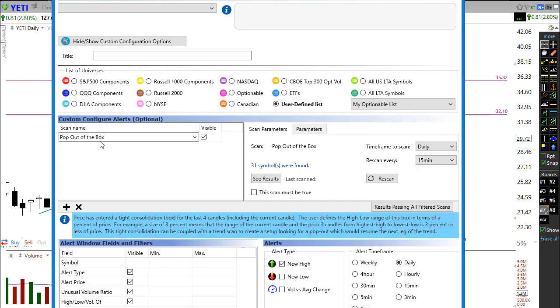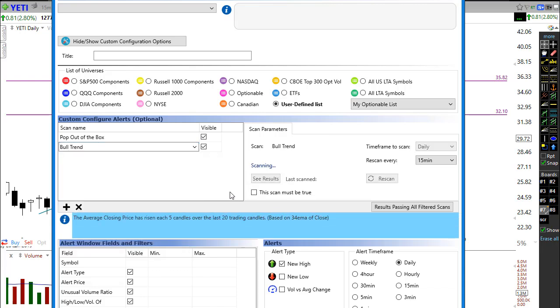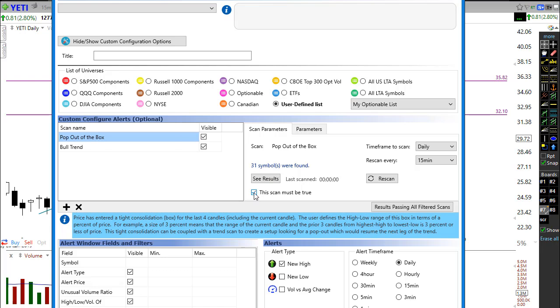You can combine this with another scan. We could say at the same time, we want to make sure that we have a bull trend. Bullish trend. Okay, I'm going to click on this right here and then click this, that this part of the scan must be true. Notice that if I rescan this, we're still showing 31 symbols. 31 symbols showing this pattern. We have a bullish trend and we have a pop out of the box potential pattern.